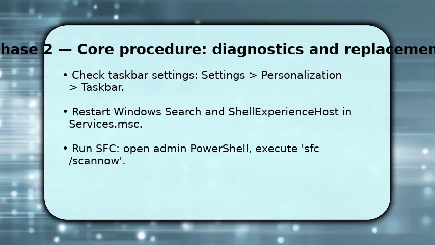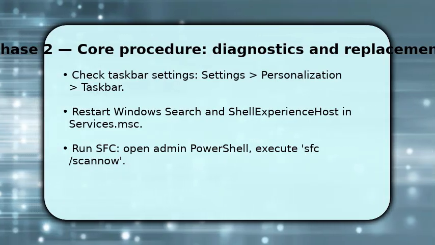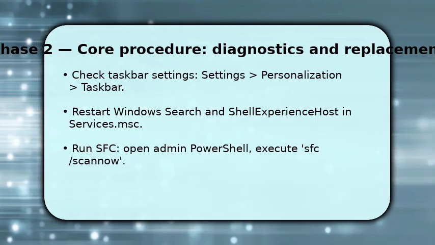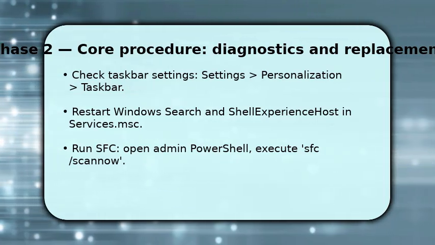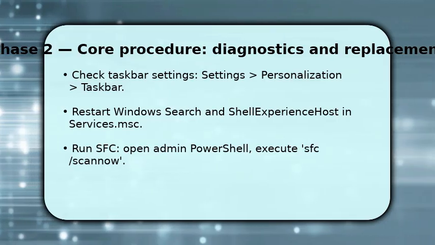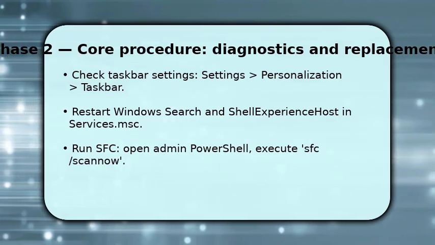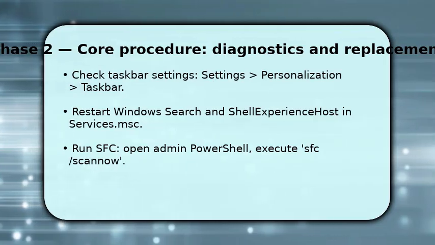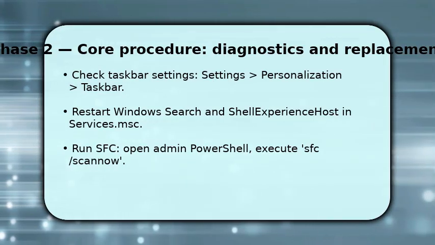Next, you check taskbar settings by going to Settings, Personalization, Taskbar, to confirm configuration like auto-hide or multiple displays. Mistakes here often cause apparent breaks. Then, open Services.msc and restart Windows Search and Shell Experience Host because those services affect icons and start behavior.